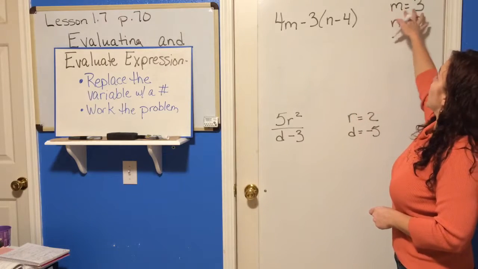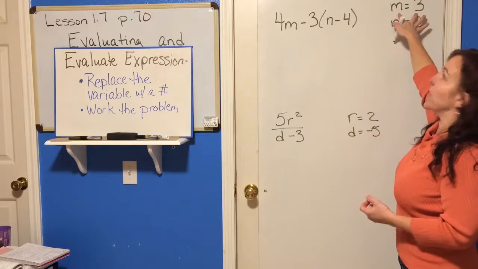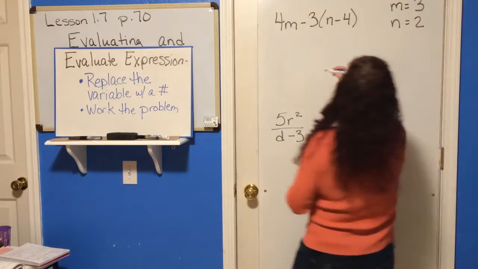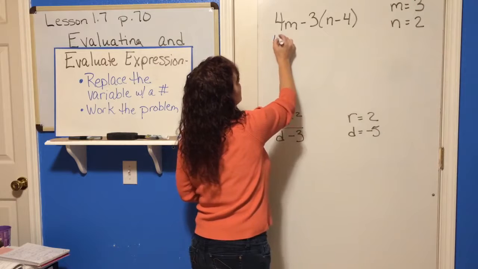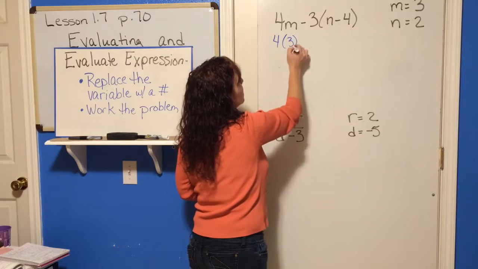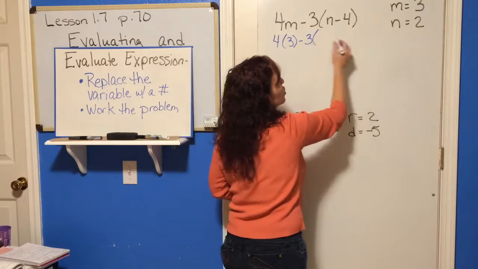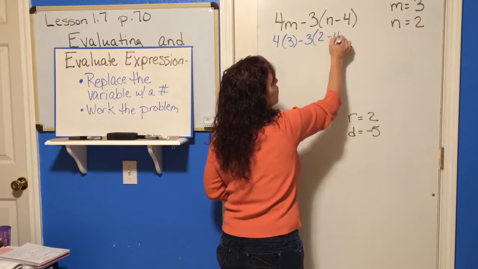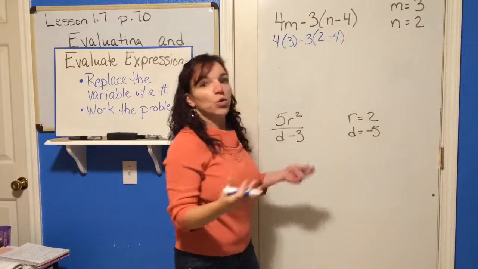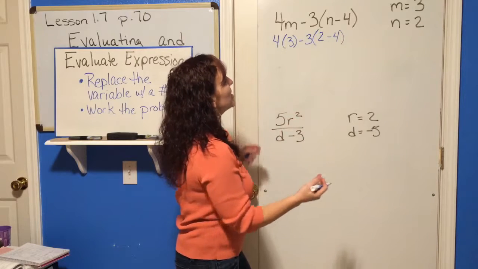So you're going to plug in 3 as m. That's a puzzle piece. So you just plug it in. So you're going to have 4 times 3 minus 3 times the quantity of n, which is 2, minus 4. And then simply use your order of operations to solve this.